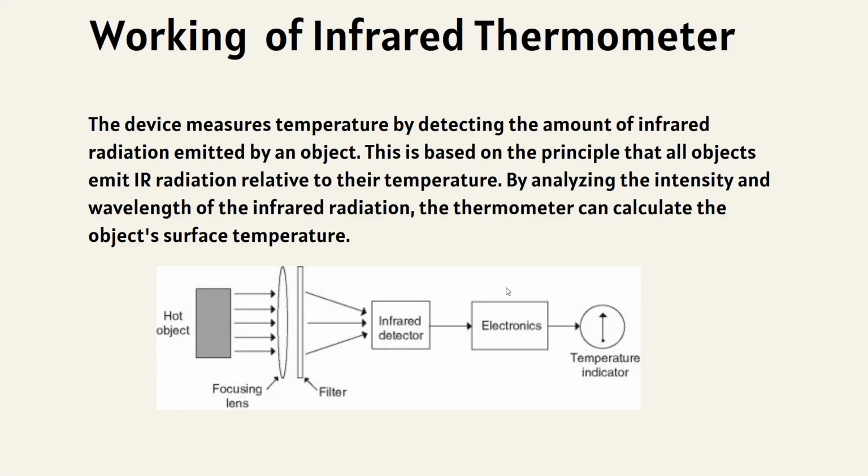And coming to the signal processing, the electrical signal is processed by internal electronics to account for factors like emissivity, ambient temperature, and distance to spot ratio. By analyzing the intensity and wavelength of the infrared radiation, the thermometer can calculate the surface temperature of the object. The processed signal is displayed as a temperature reading on the thermometer.